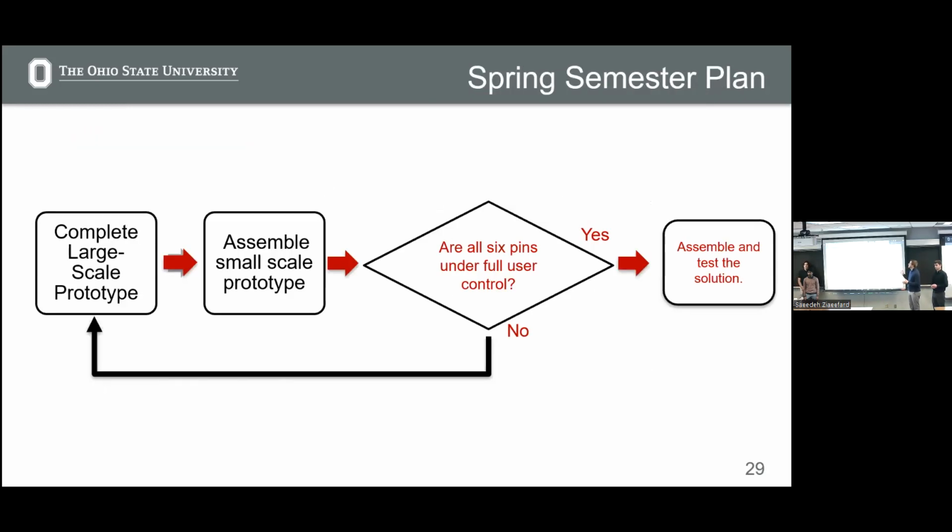Our spring semester plan is to complete the large scale prototype and assemble a small scale prototype, and then we need to take a step back and ask, are all 6 pins under full user control with our actuation method? If they're not, then we need to go back to the drawing board and make another large scale prototype, edit what we've done in our actuation, and move forward in this process, hopefully in the end, assembling and testing a solution.